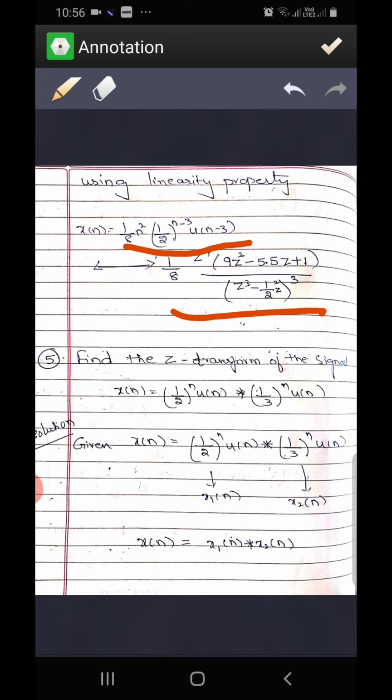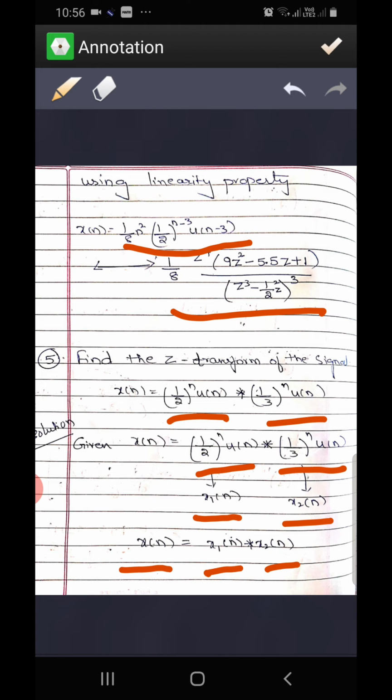Now we'll find the z transform of the signal x of n is equal to 1 by 2 whole raised to n u of n convoluted with 1 by 3 whole raised to n u of n. So we'll solve these problems in parts. The first part of the convolution we will take as x1 of n, and the second half we will take as x2 of n. Now x of n is equal to x1 of n convoluted with x2 of n.